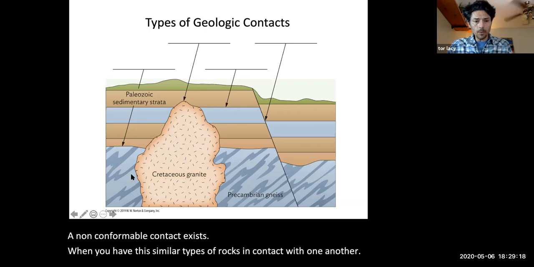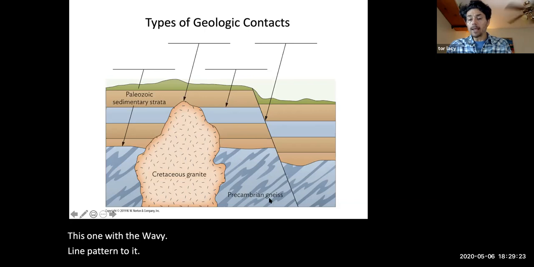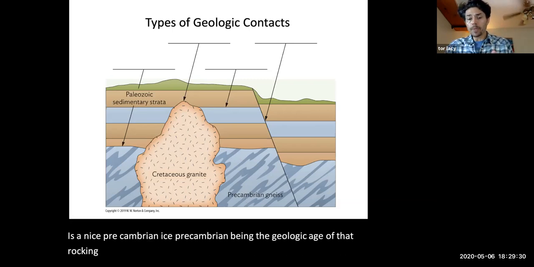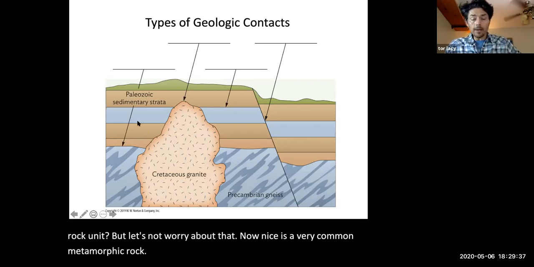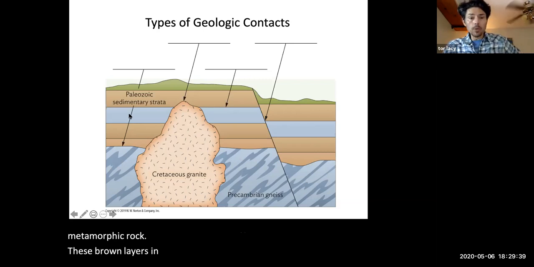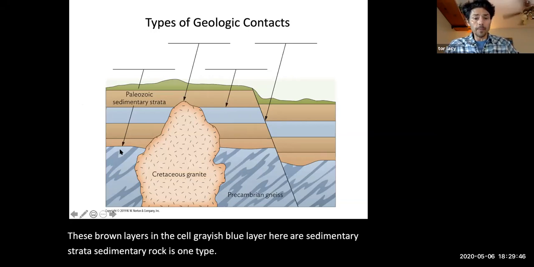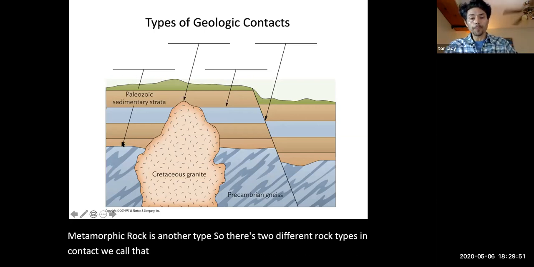This one with the wavy line pattern to it is a gneiss, Precambrian gneiss, Precambrian being the geologic age of that rock unit, but let's not worry about that now. Gneiss is a very common metamorphic rock. These brown layers and this grayish blue layer here are sedimentary strata. Sedimentary rock is one type, metamorphic rock is another type. So there's two different rock types in contact. We call that non-conformable.